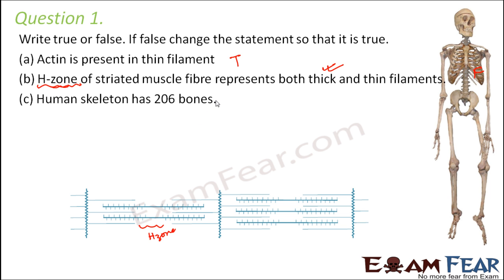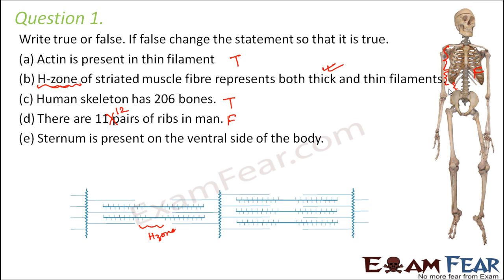Human skeleton has 206 bones. Absolutely true. There are 11 pairs of ribs in a man. It is not 11, rather it is 12. It is 12 pairs of ribs. As I said, the first 7 are going to be the true ribs, the next 3 are going to be the false ribs, and the last 2 are going to be the floating ribs.